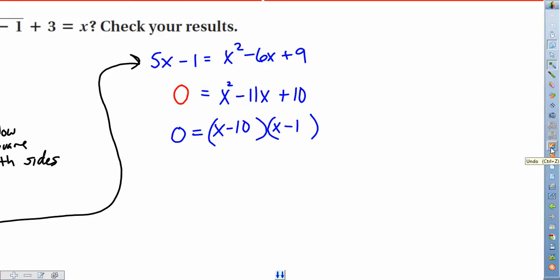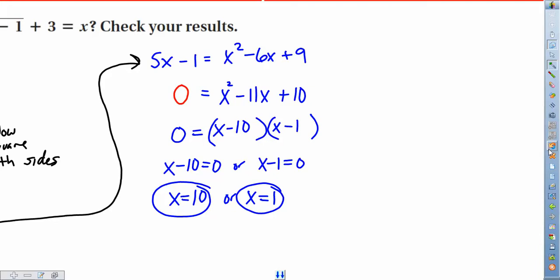We'll set them both equal to 0 and solve, right? So x minus 10 could be equal to 0, and x minus 1 could be equal to 0. So that means we have two possible answers here, 10 and 1. But what have we learned here? We'd better make sure we check for extraneous solutions. So let's make sure that we do that.